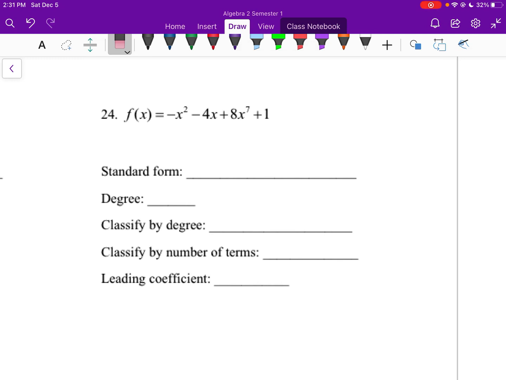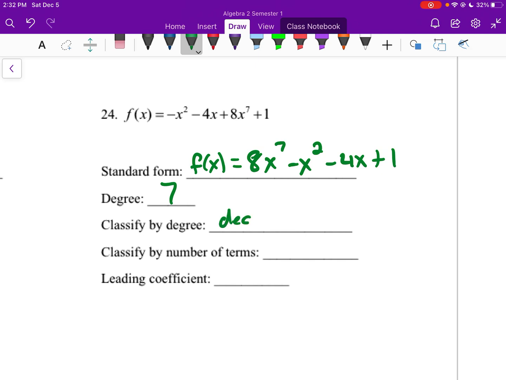We are a polynomial. In standard form, again, remember, the largest exponent will come first. So that's 8x to the 7th, and then x squared, so minus x squared, minus 4x plus 1. When you're in standard form, look at your exponents going in descending order. Now once we're in standard form, degree and all this other stuff is pretty easy. For the degree, we look at the first term: degree 7. If we classify by degree, we just say degree 7.